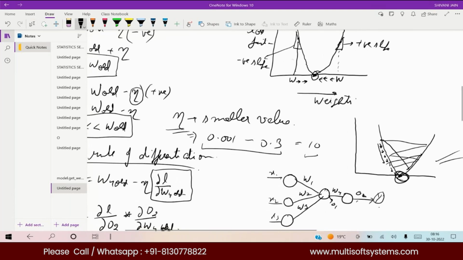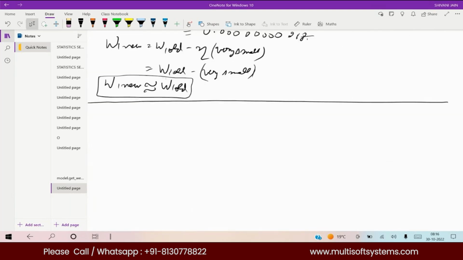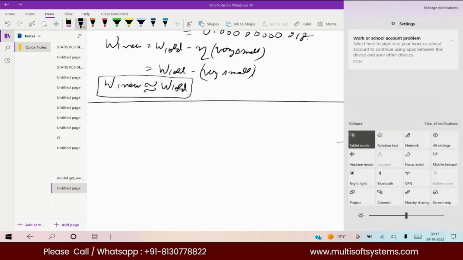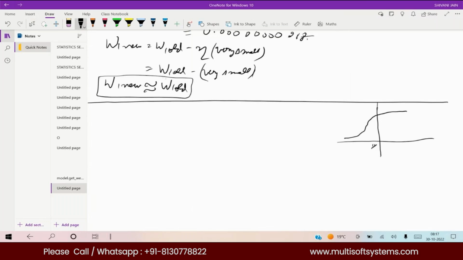Now let's try to understand what those other activation functions are. This was one of the problems with the sigmoid function, and there was one more problem with the sigmoid activation function, which was that it was giving values only between 0 and 1. The y value was only between 0 and 1. It was not giving me any negative number.